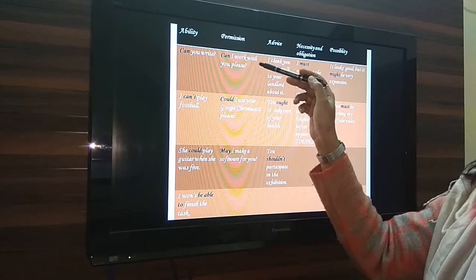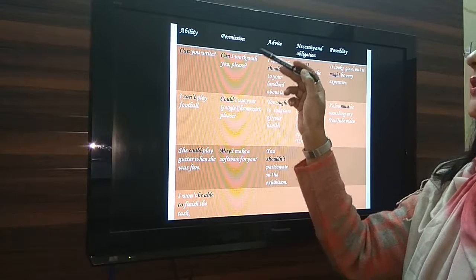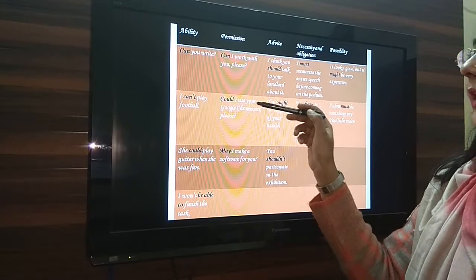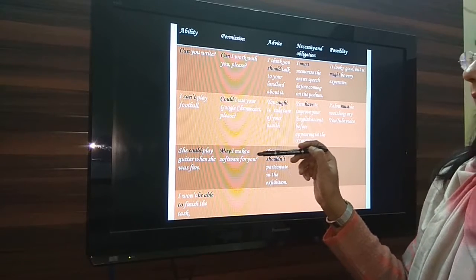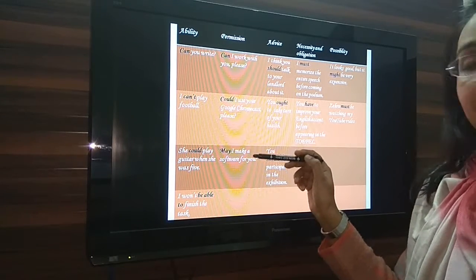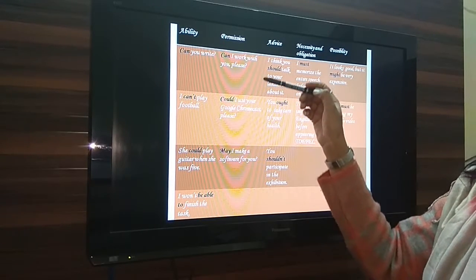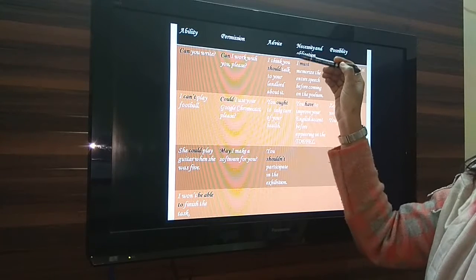The next modal auxiliary, again can, can be used to express permission. Can I work with you, please? Could I use your Google Chromecast, please? May I ask a software? May I make a software for you? So all these modals are again expressing permission.